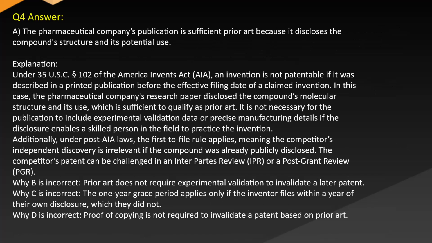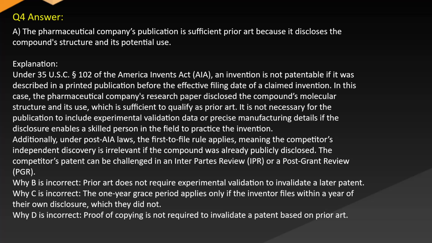Answer A. The pharmaceutical company's publication is sufficient prior art because it discloses the compound's structure and its potential use. Explanation. Under 35 U.S.C. § 102 of the America Invents Act, an invention is not patentable if it was described in a printed publication before the effective filing date of the claimed invention. In this case, the pharmaceutical company's research paper disclosed the compound's molecular structure and its use, which is sufficient to qualify as prior art. It is not necessary for the publication to include experimental validation data or precise manufacturing details if the disclosure enables a skilled person in the field to practice the invention.